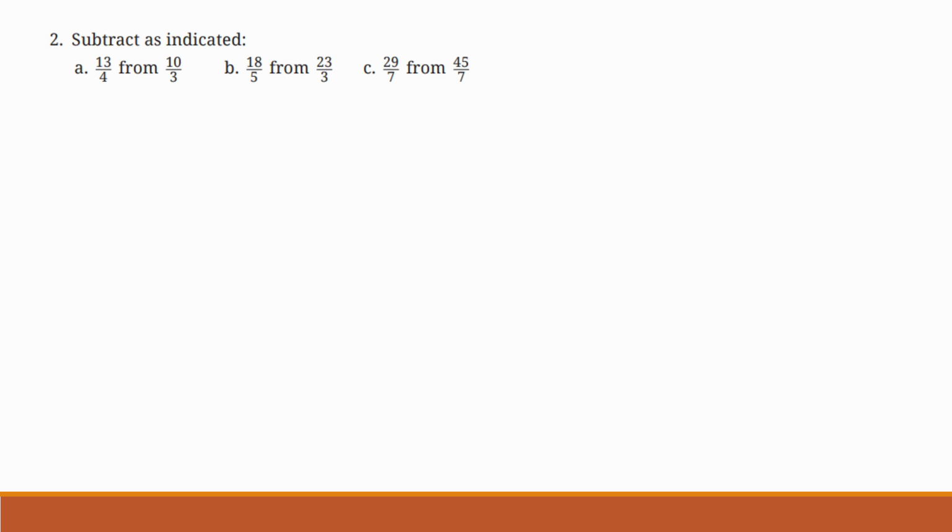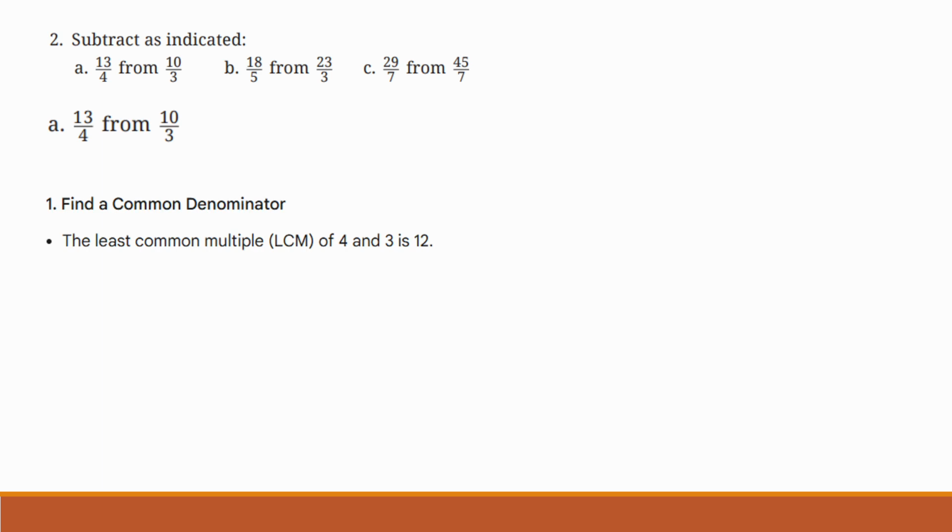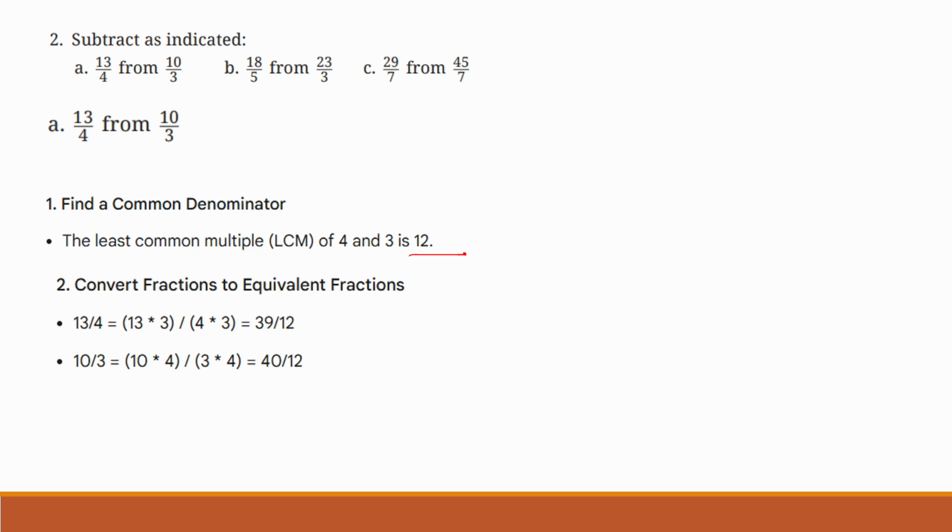Subtract as indicated. First one, 13 by 4 from 10 by 3. So first we have to find a common denominator. So the LCM of 4 and 3 is 12. Then convert the fractions into equivalent fractions such that the denominator is 12.